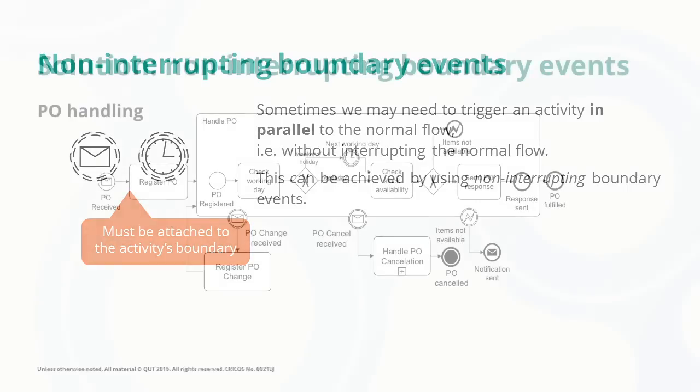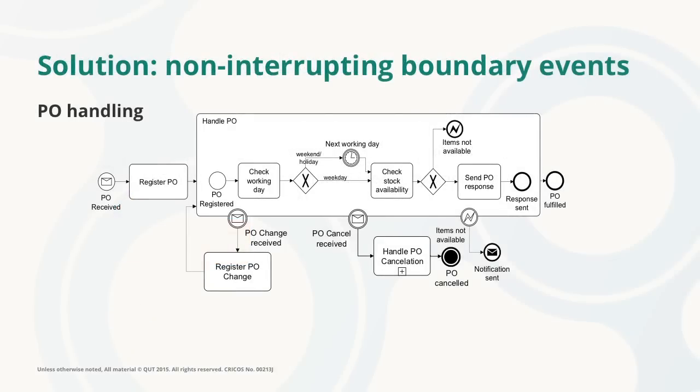So now, coming back to our purchase order handling process, we can attach an intermediate, non-interrupting, catching message event, labeled address change received, to the boundary of the handle purchase order subprocess. Upon the receipt of this event, activity update customer address will be performed, upon which this particular path of the business process will be completed.